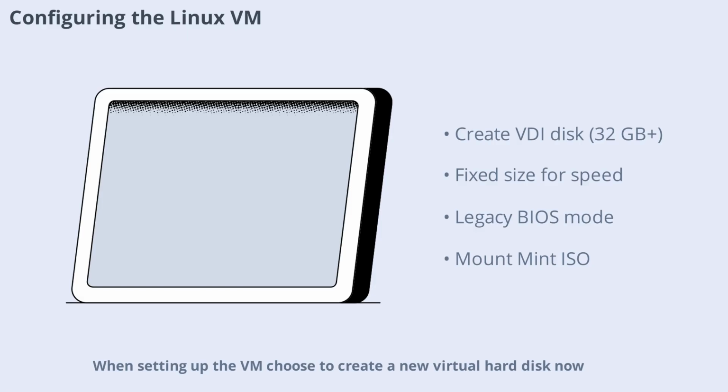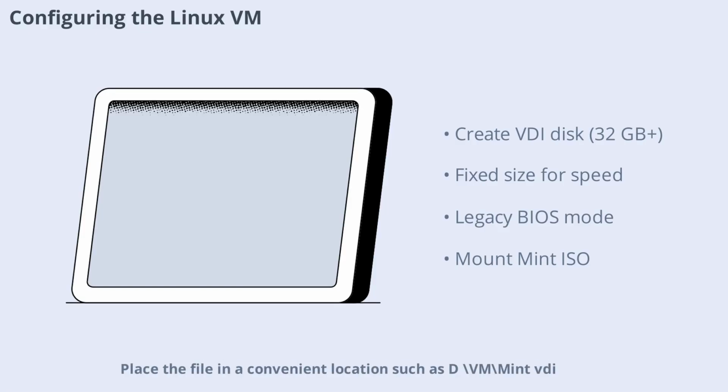Setting up the VM, choose to create a new virtual hard disk now. Select VDI VirtualBox disk image as the file type, fixed size for better performance, and allocate at least 32 GB. Place the file in a convenient location such as D:/VM/Mint.VDI. Adjust system settings: use ICH9 chipset, USB tablet pointing device, legacy BIOS mode, and SATA AHCI storage controller.